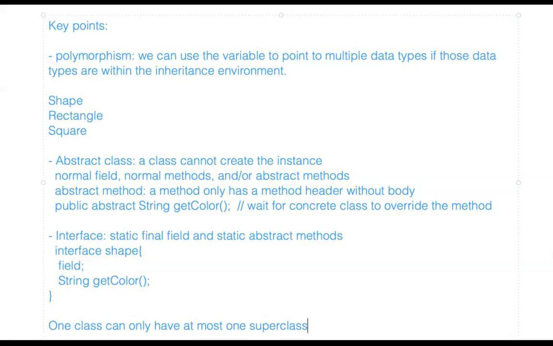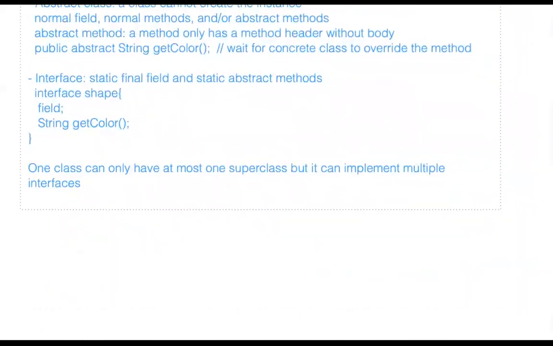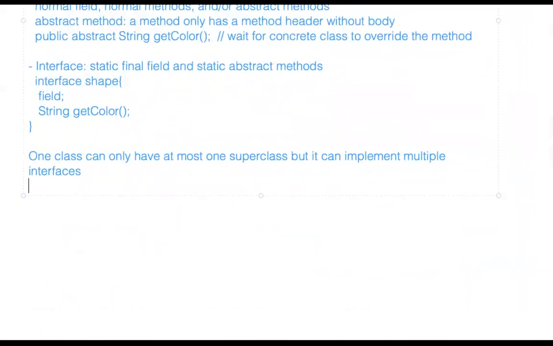So one class can have at most one superclass, but it can implement multiple interfaces. Okay, it can implement multiple interfaces. So this is what we have for the difference between the class and the interface.